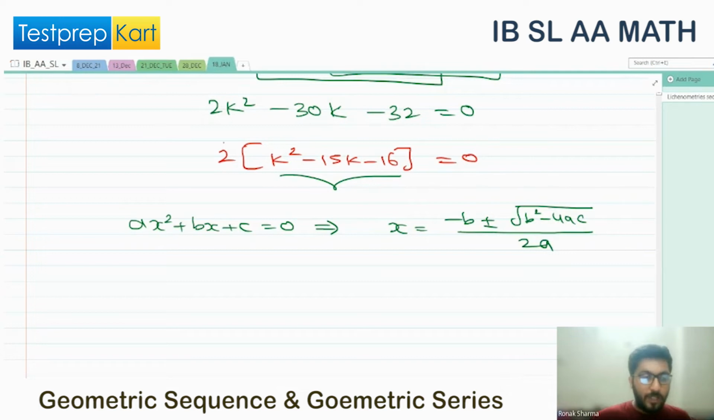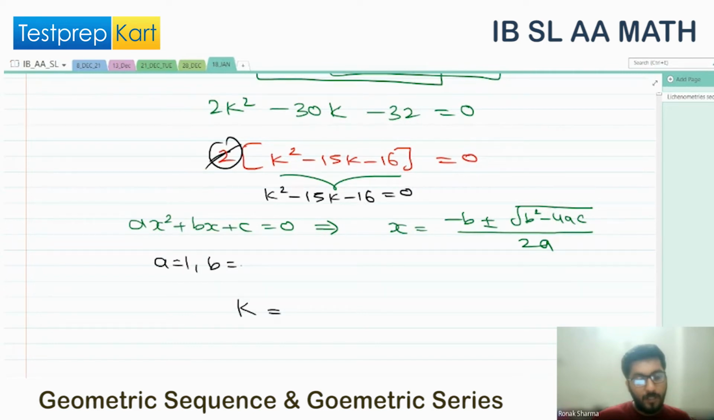So 2 is already cancelled out, because if we divide by 2 on both sides, we get this equation: k squared minus 15k minus 16 equals 0. So k should be equal to... what is a here? 1. b is negative 15. c is negative 16. So k will be what? Negative b, that means plus 15, right?